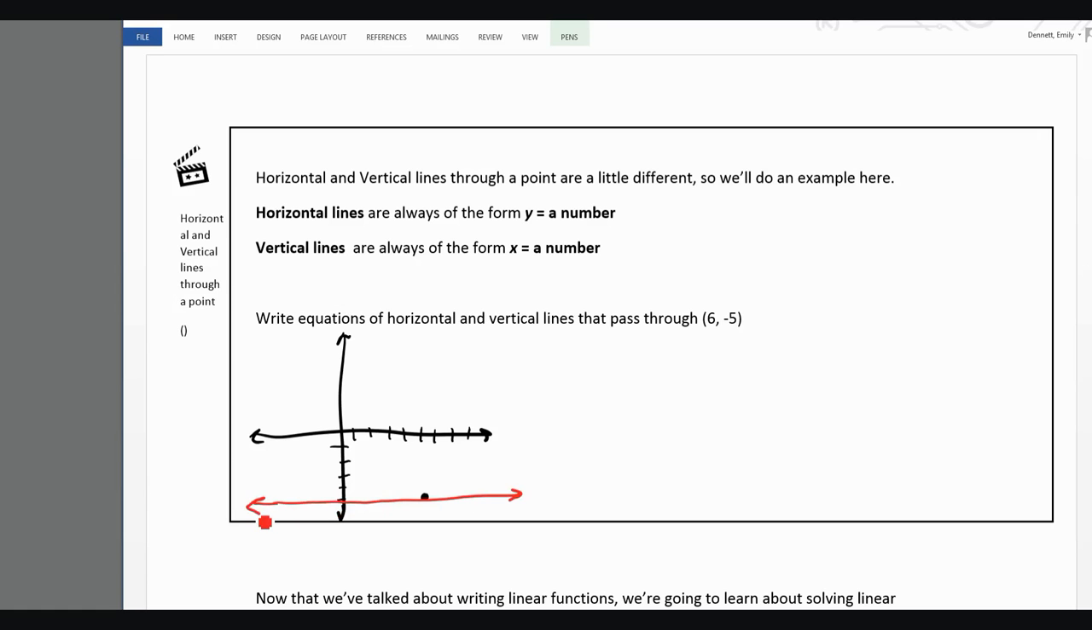Okay, so horizontal will always look like an equation of y equals a number, because all of the y values are the same for a horizontal line. And it will always be y equals the y coordinate of the point that you have. So the horizontal line here will just be y equals negative 5.